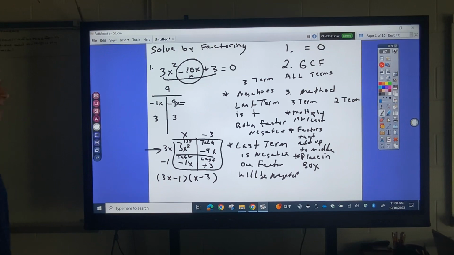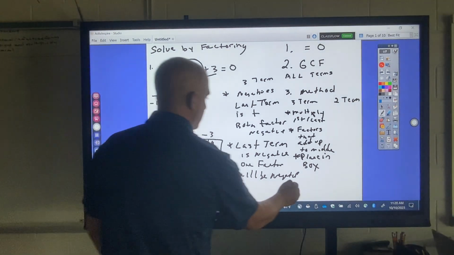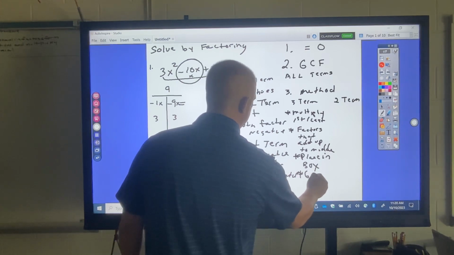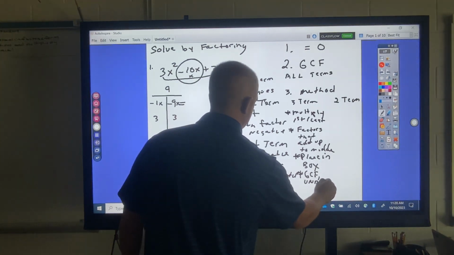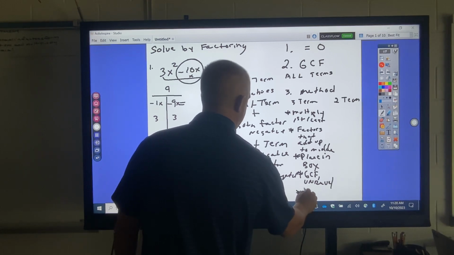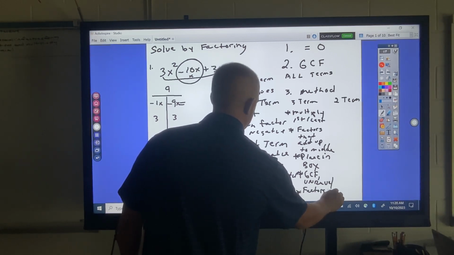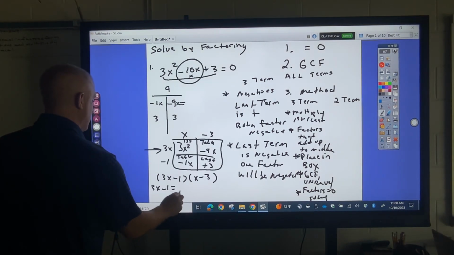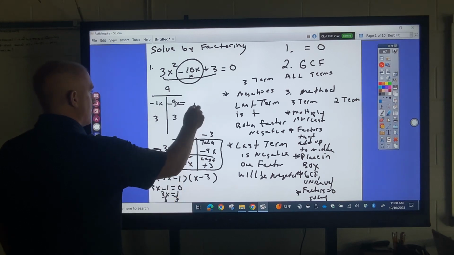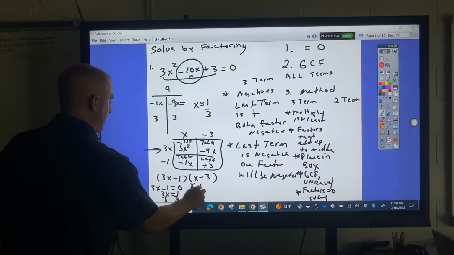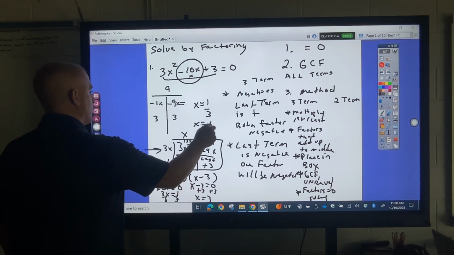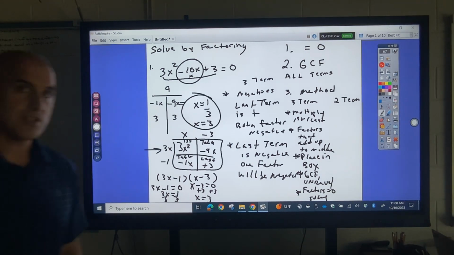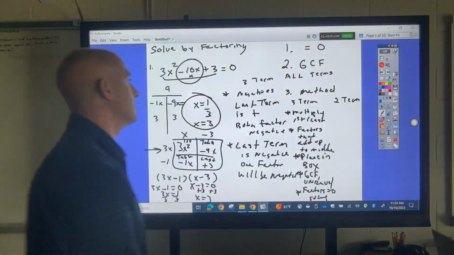Now, all I have to do to solve by factoring is take a GCF, unravel the box, and then set my factors equal to 0 and solve. So I set 3x minus 1 equal to 0. I add 1 over there, so 3x equals 1. Then divide by 3, so one solution is 1/3. x minus 3 equals 0. Add 3, x equals 3. That's my other solution: 1/3 and 3. So now we're going to practice a bunch of factoring questions.